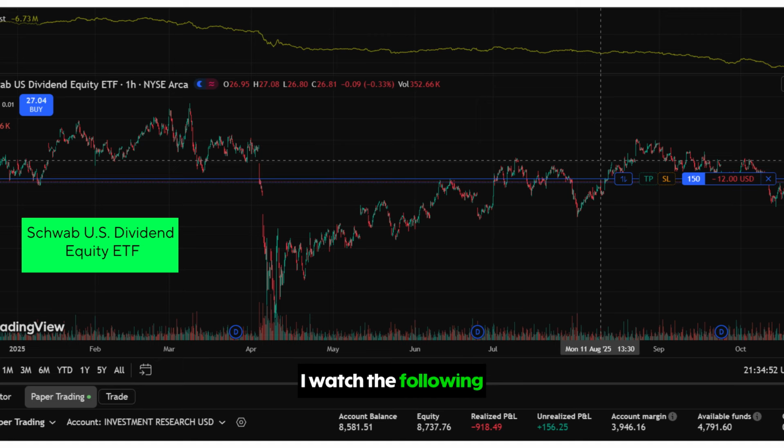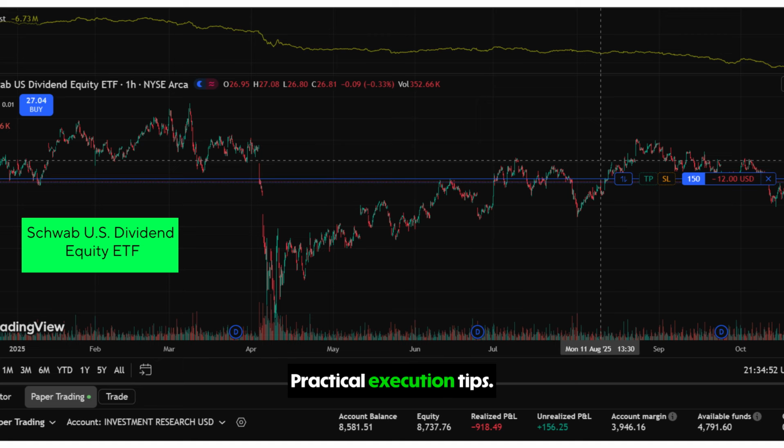I watch the following for tactical opportunities. I pay attention to large dips in the market where SCHD often falls less than the broad index given its quality tilt. I watch the yield curve and interest rate moves because rising rates can pressure high dividend stocks in the short term, and I watch sector exposures inside SCHD. Some quarters it tilts more to energy or industrials, so check the fact sheet before adding.